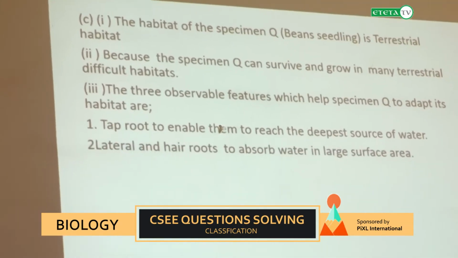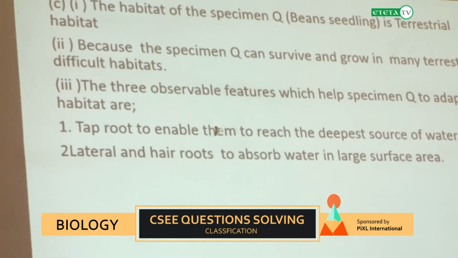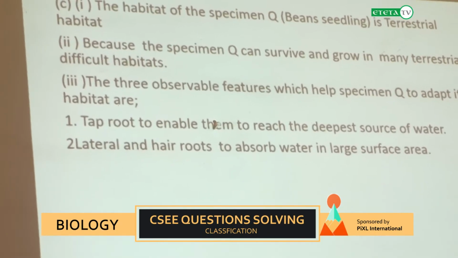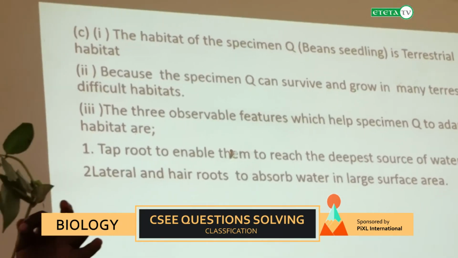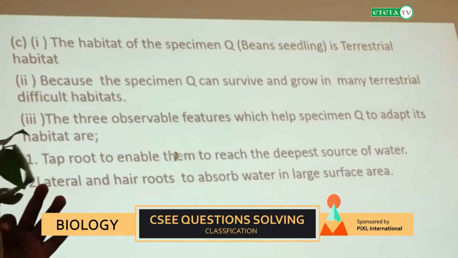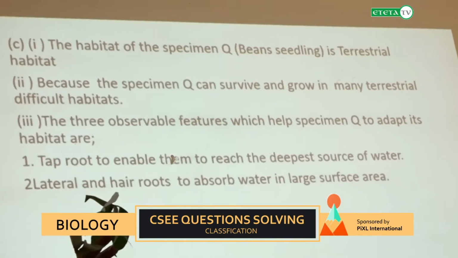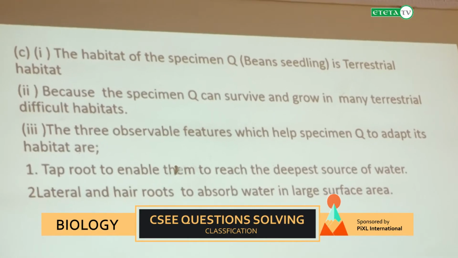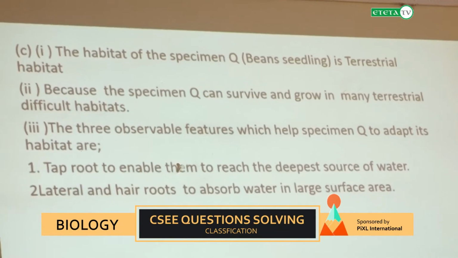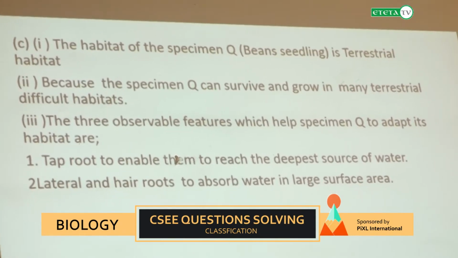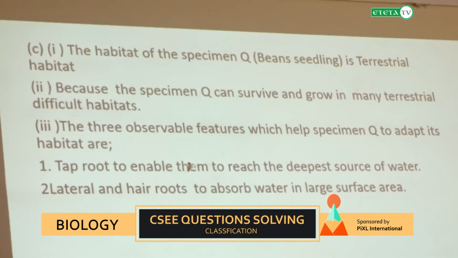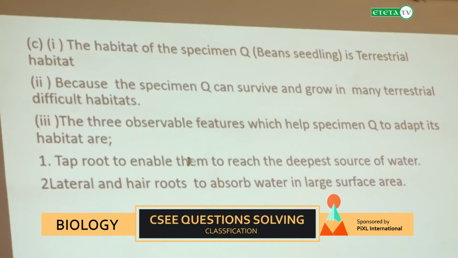Another observable feature: lateral and hair roots are present to absorb water over a large surface area. So we have the lateral roots and the hair roots. These are lateral roots. There's a good number of them. These lateral roots absorb the water from the soil, so that the plant gets the water required for transportation or for making their own food. So the presence of these hairs helps these plants survive well in their habitats.